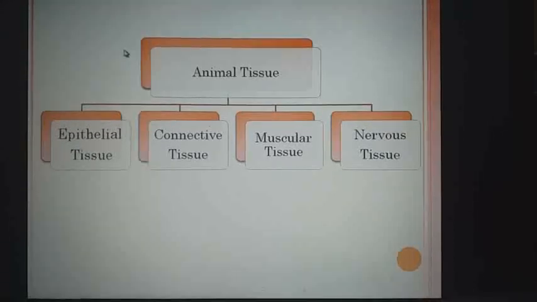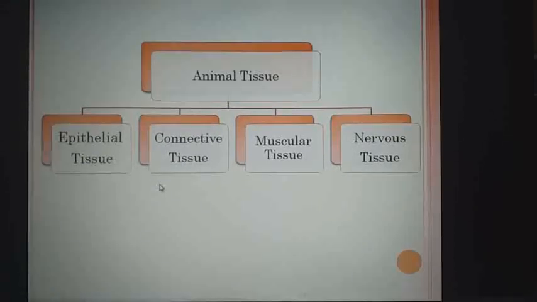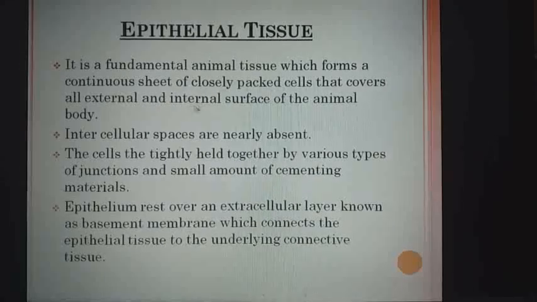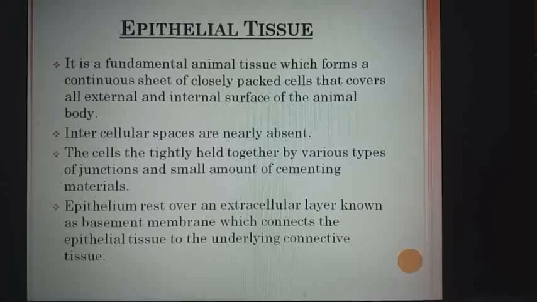So animal tissue is of four types: epithelial tissue, connective tissue, muscular tissue and nervous tissue. Among those, the first is the epithelial tissue that we are studying now. Epithelial tissue is a fundamental animal tissue which forms a continuous sheet of closely packed cells that covers all external and internal surfaces of the animal body.